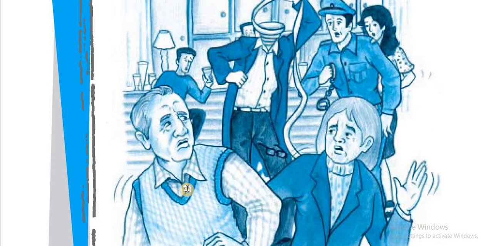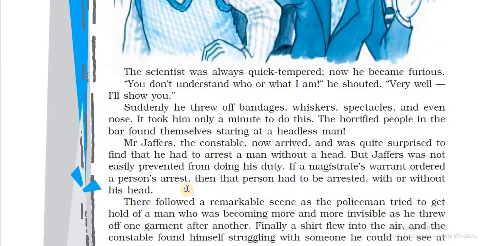And now the scientist was always quick-tempered. That means now he became angry. Now he became furious. "You don't understand who or what I am," he shouted. "Very well, I will show you." That means he became furious and said, you don't understand who or what I am. Very well, I will show you.